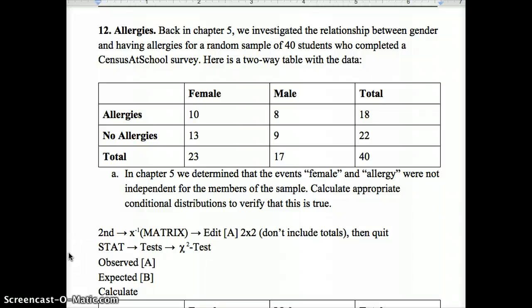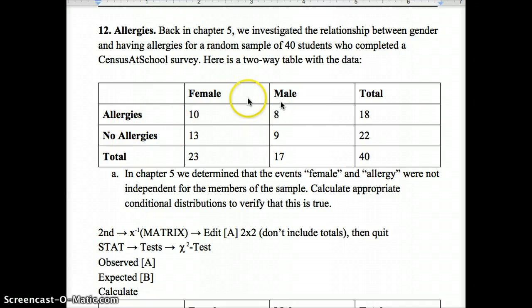So here's a bonus video where we're looking at the chi-square test of association. This goes with 11.2 in your book, and a good idea would be to turn to page 716 for some basic descriptions of what goes into it. We looked in chapter 5 at the relationship between gender and allergies.